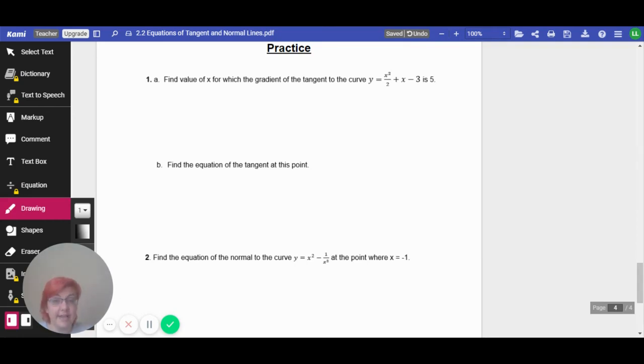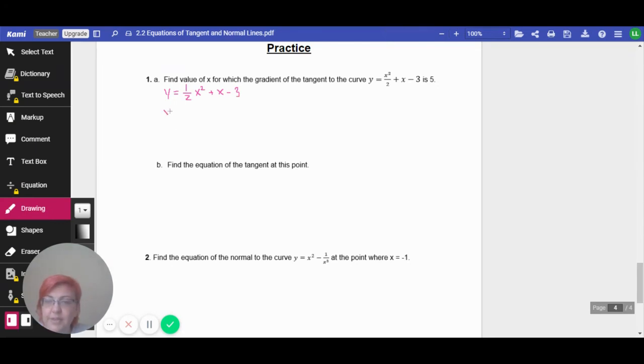Find the value of x for which the gradient of the tangent to the curve y equals x squared over 2 plus x minus 3 is 5. Okay, I'm going to rewrite this so that I don't have a denominator under my x. So instead of x squared divided by 2, I'm going to write it as 1/2 x squared plus x minus 3.